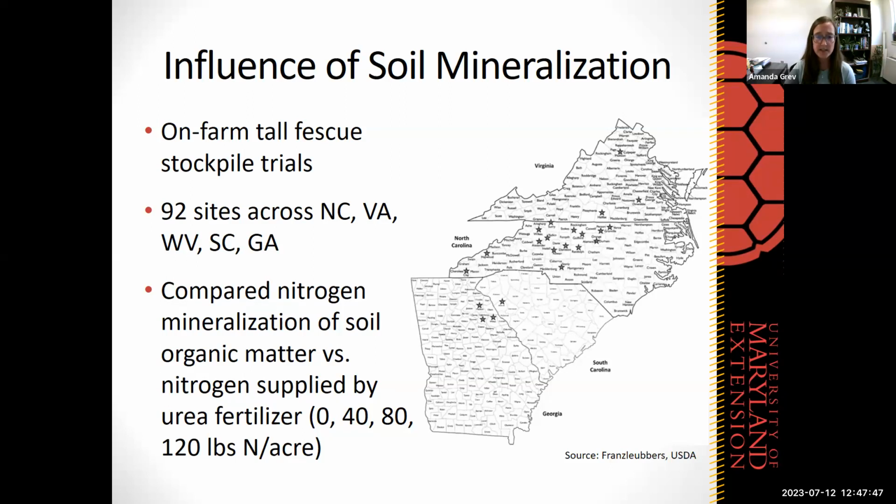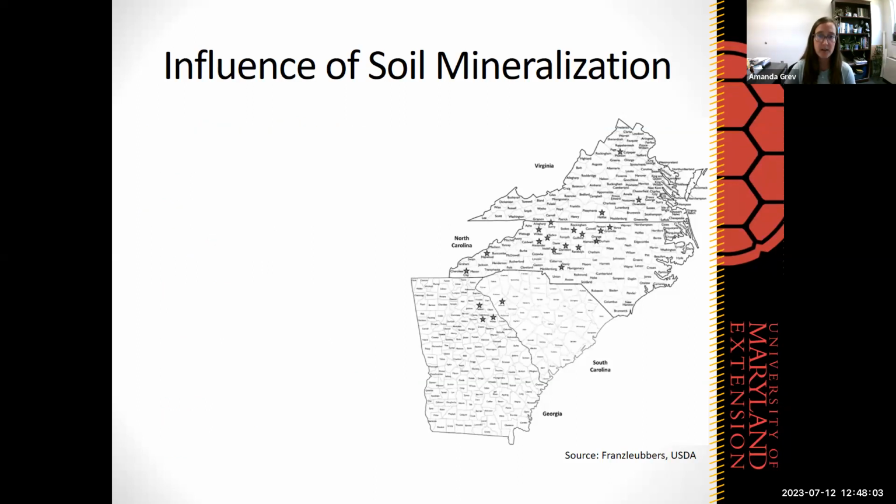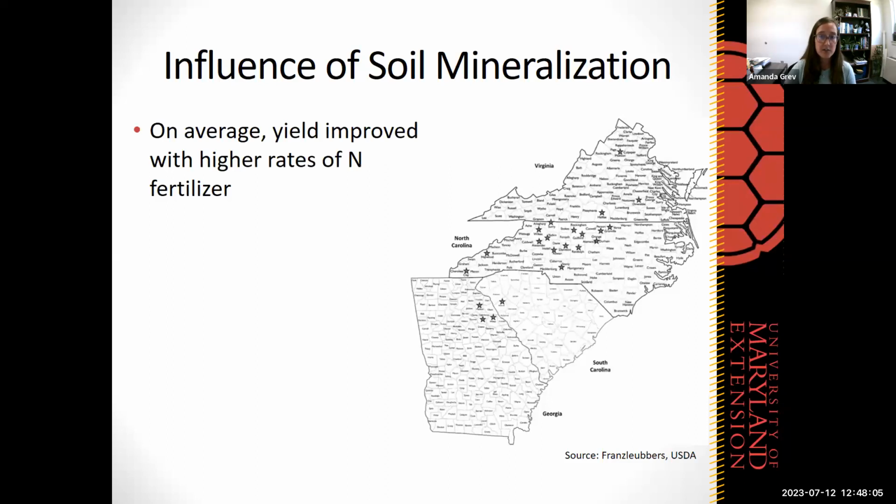And what they're doing is comparing nitrogen mineralization of that soil organic matter against nitrogen supplied by urea fertilizer at several different rates. So how does that organic mineralization compare to applying urea fertilizer? And on average, the yield did improve with higher rates of nitrogen fertilizer. This is why we have recommendations for applying nitrogen fertilizer, right? Because we can boost our yield.